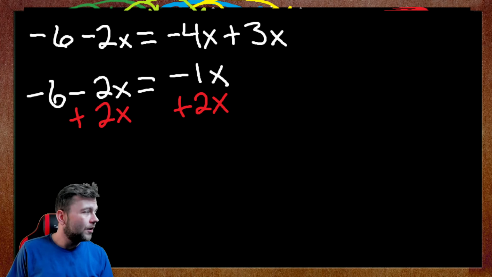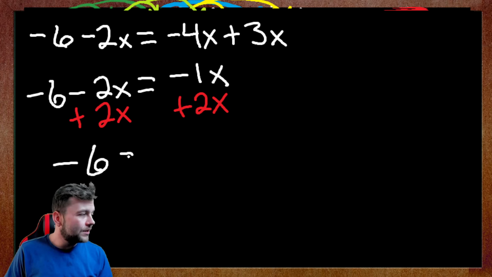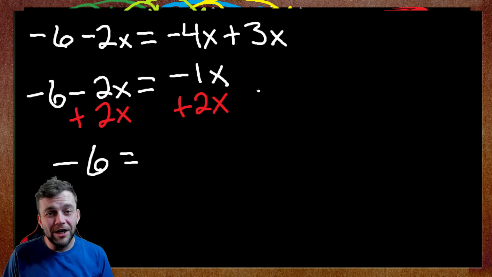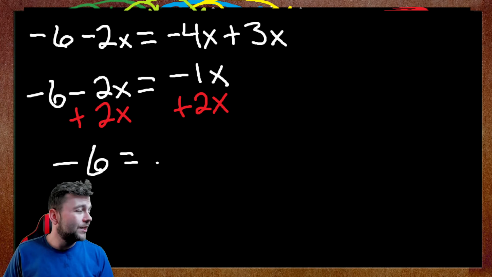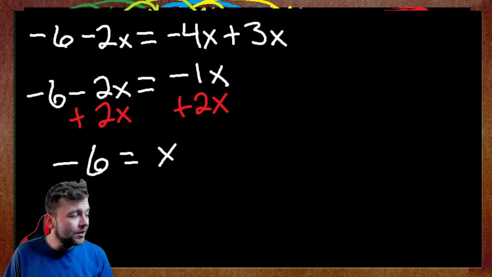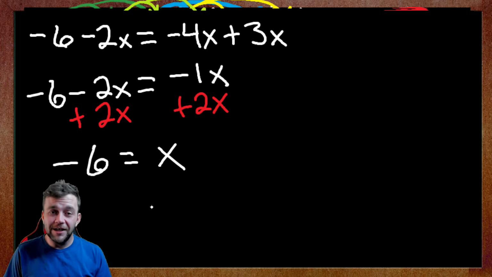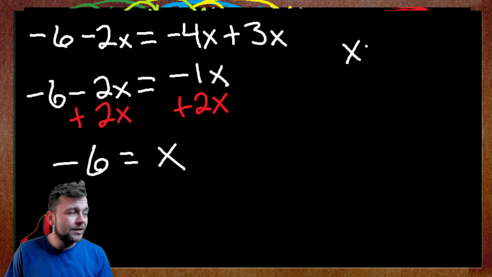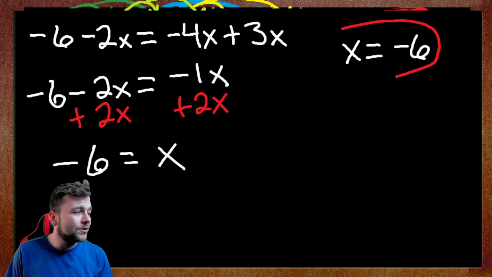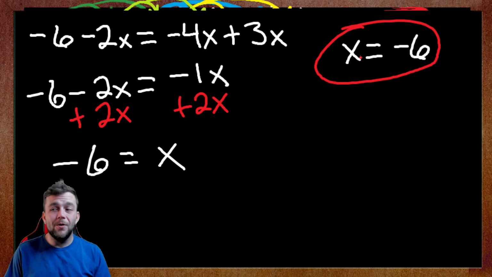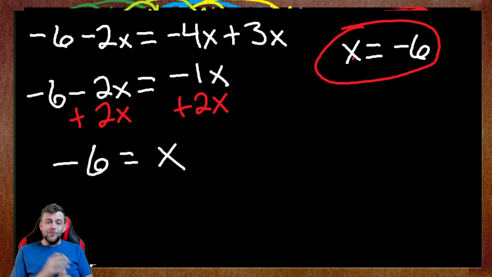So, we get -6 equals, what is -1x plus 2x? That is a positive x, or a positive 1x, but you don't even have to write it because you're done. That's the answer. -6 equals x. X equals -6. Bam. Circle it. We're good to go. We can hang out, but no, we're not done.